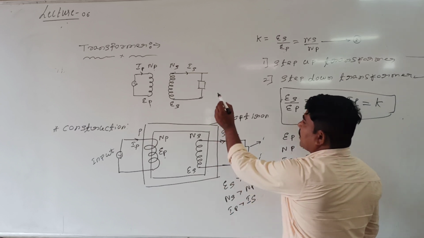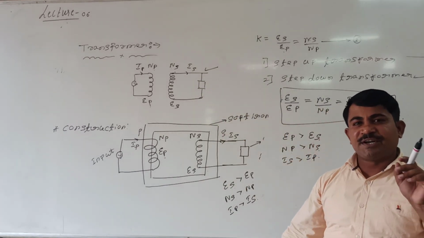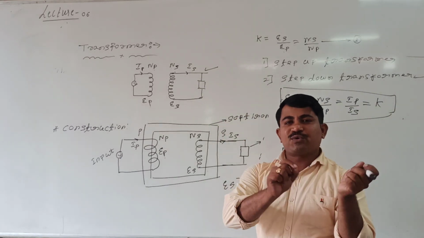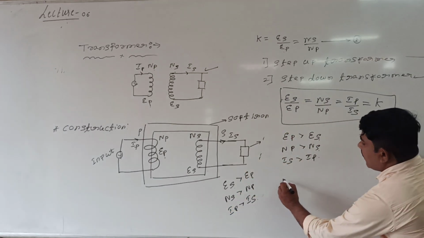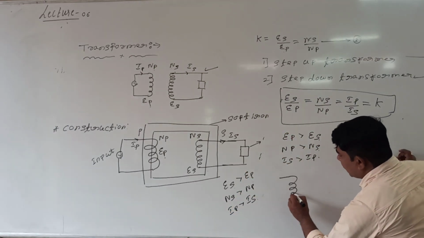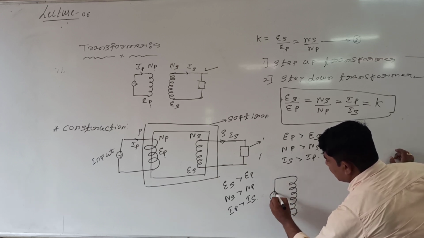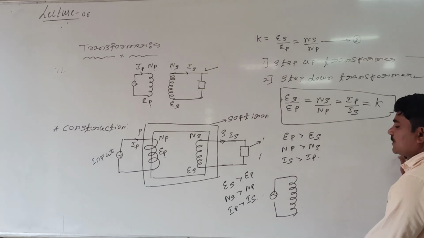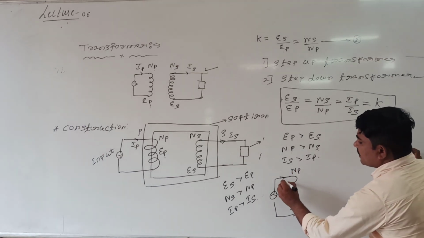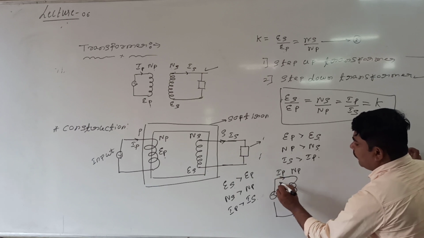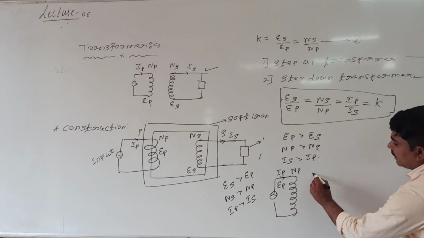Now how can a step down transformer be constructed? Look at me. The primary coil contains more number of turns and is connected to alternating voltage. NP is the number of turns in the primary. IP current flows and EP EMF is induced.